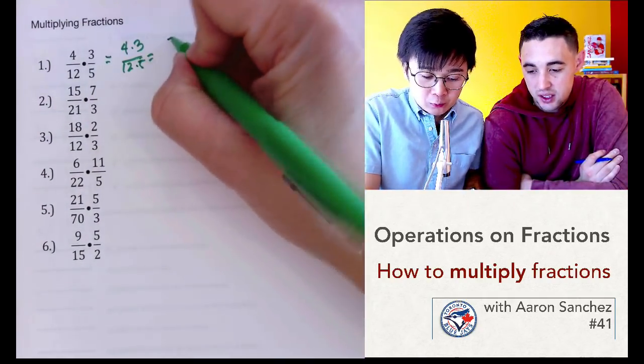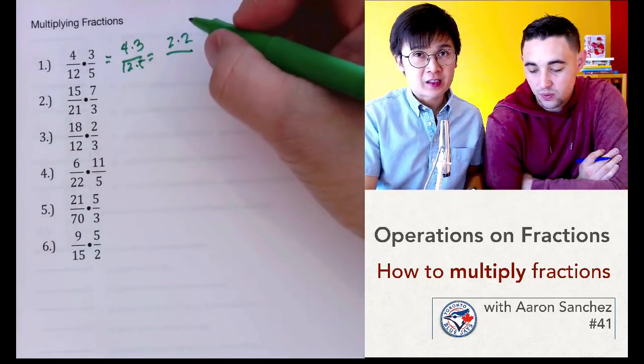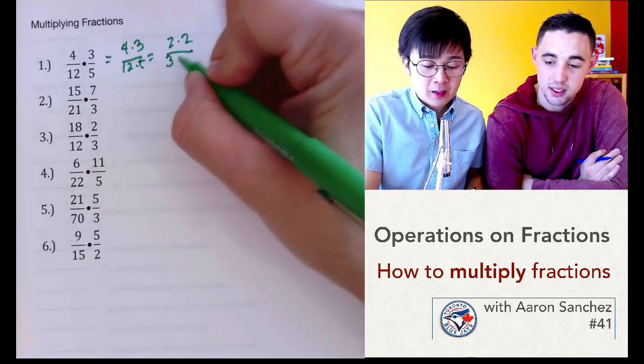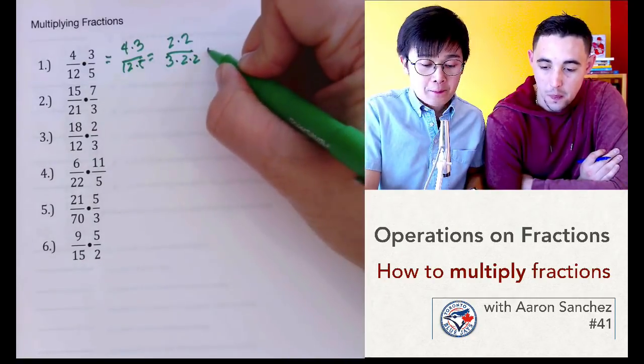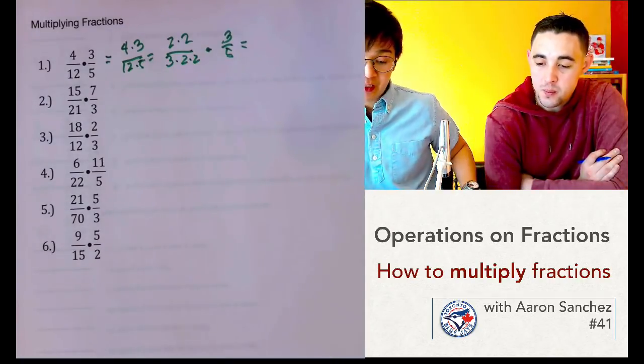We are going to use this and factor each term, starting with 4. 4 is 2, 2. 12 is 6 and 2, and you can break down 6 into 3 and 2. So 3, 2, 2. Multiplied by 3 and 5. You don't need to break that apart because it's already prime.